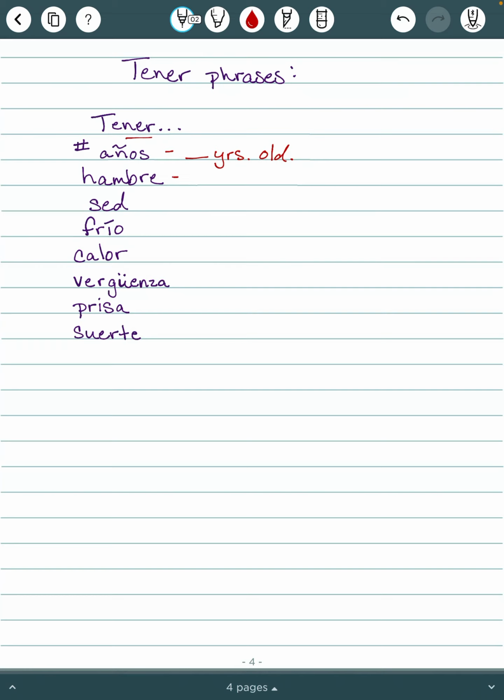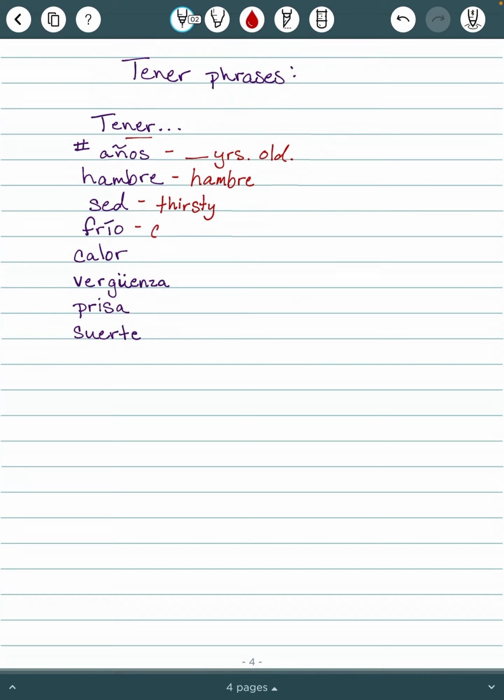Next one, hambre. That is asking if you are hungry. ¿Tienes hambre? Or sí, tengo hambre. Yes, I am hungry. Sed is thirsty. So if I am thirsty, I'm going to say tengo sed. And directly translated, that's like I have thirst. Hambre, I have hunger. But we would translate it as I am hungry or I am thirsty.